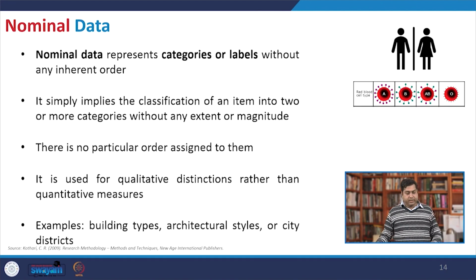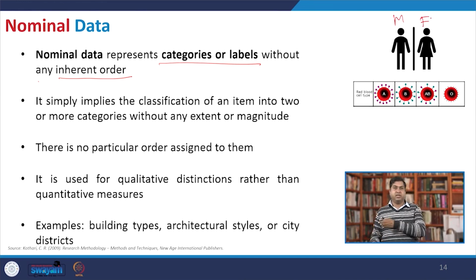So, what is nominal data? Nominal data represents categories or labels without any inherent order. It will not say any order. Say, for example, male, female. In this case it is not showing any order, it is not having a value.